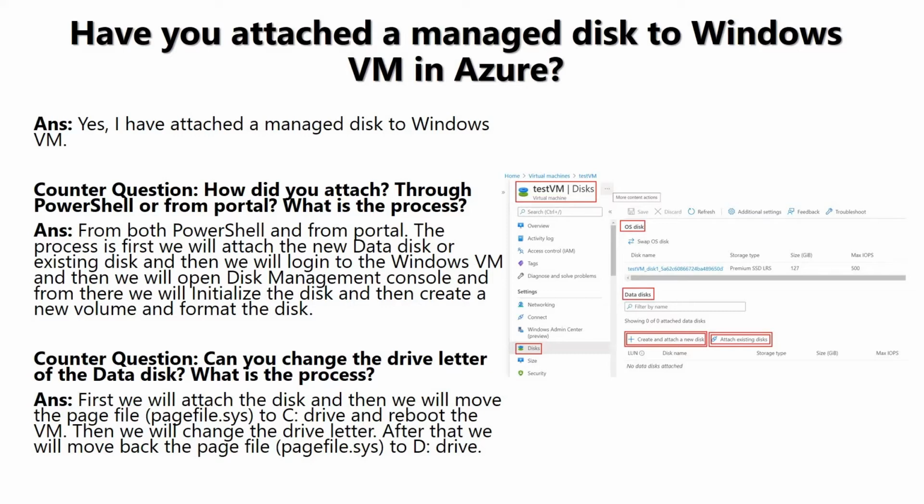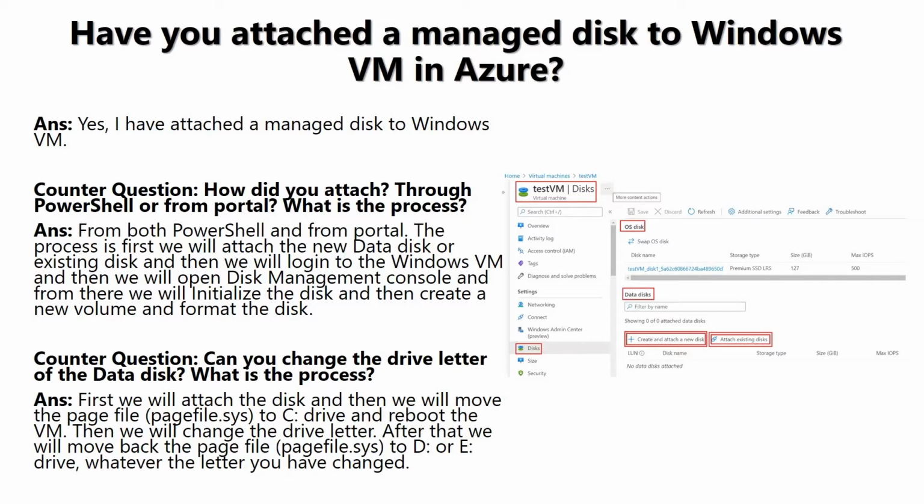Here the interviewer wants to know whether you really have hands-on knowledge or not. So you have to answer that you have done the attachment of a disk in a Windows VM from both PowerShell and the portal. The process is: first we attach the new data disk or existing disk, then we log into the Windows VM, open the disk management console, initialize the disk, then create a new volume and format the disk.